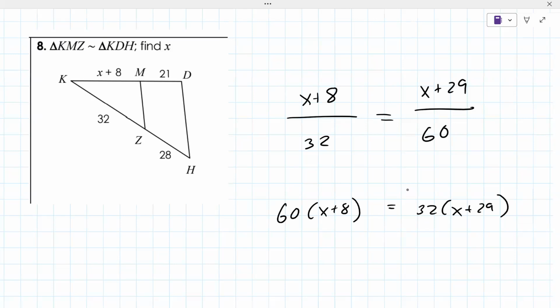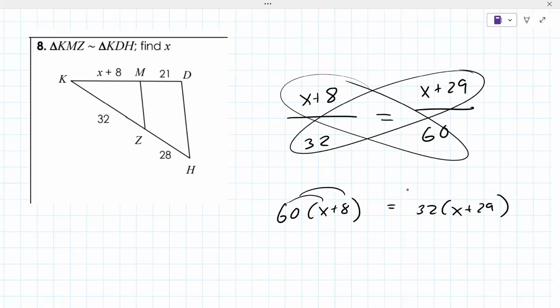Like the arrows, the 60 to the x and the 60 to the 8. You're distributing, like you just said. So grab a calculator if you need it. Okay, 60 times x is 60x. And 60 times 8 is 480.